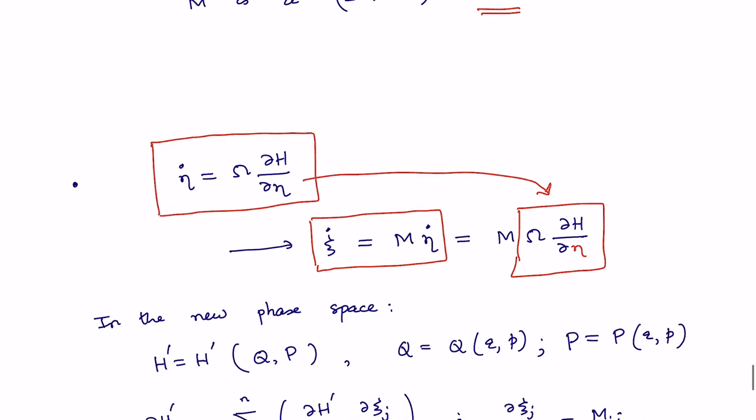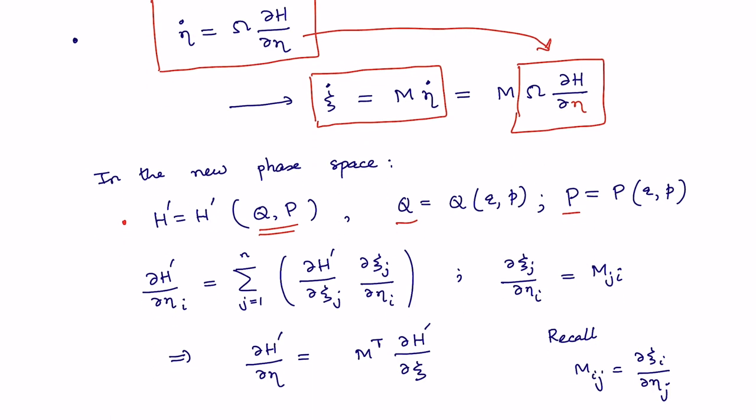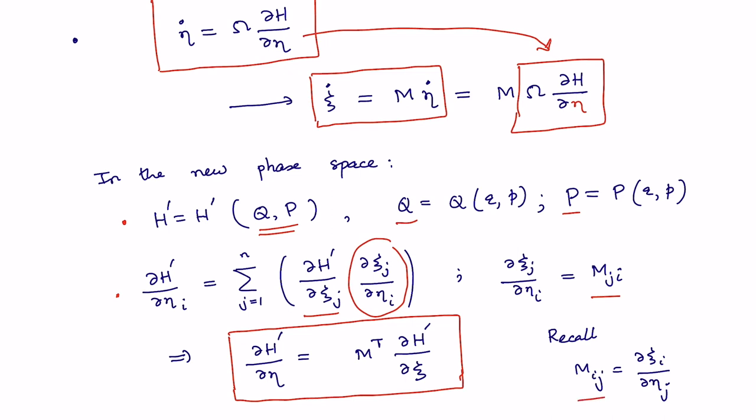Now in the new phase space, your Hamiltonian is also a function of capital Q, capital P. And capital Q and capital P are functions of the old variables Q and P. This will help me write this equation: delta H dash over delta eta i, where eta i is the old variable. In terms of the new variable, H is a function of xi, and xi is again a function of eta. I think it's very simple. Then this is what you will get. In general, I can write delta H dash over delta eta is equal to, now you see this is basically the transpose of Mij, therefore I'm writing M transpose here.